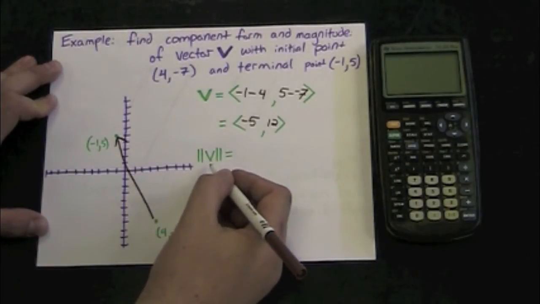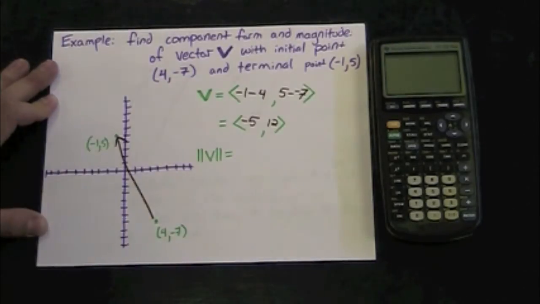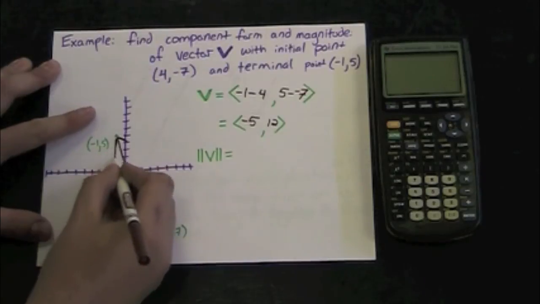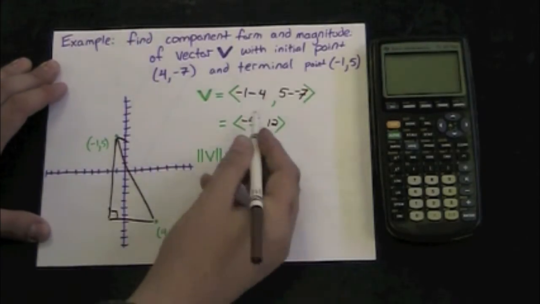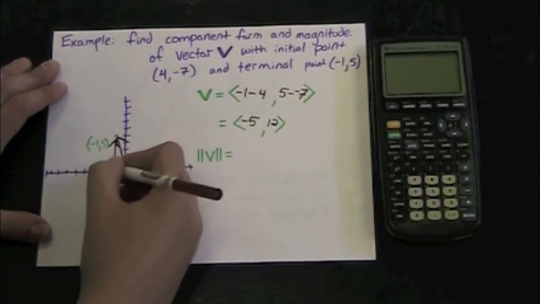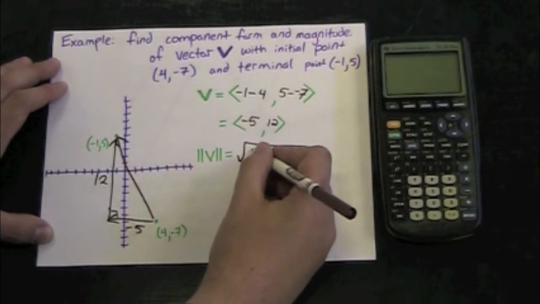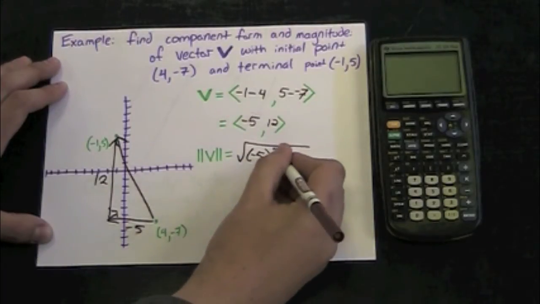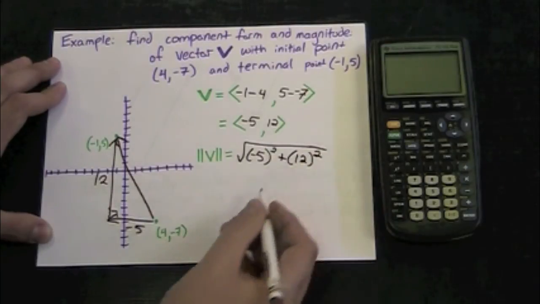To find the magnitude of this vector, I need to take these components and turn them into a Pythagorean type thing. So if I have negative 5 in the x direction and I have 12 in the y direction, I can set this up as the square root of negative 5, that's the difference of these two again, squared, plus 12 squared.